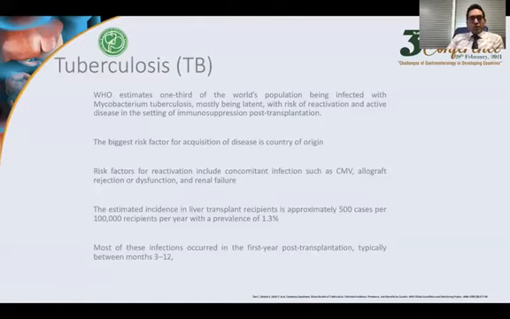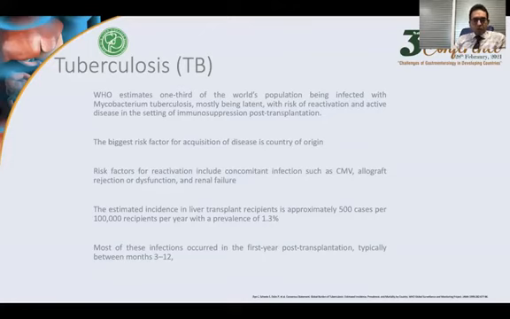Tuberculosis. WHO estimates one third of the world's population is infected with Mycobacterium tuberculosis, mostly latent, with the risk of reactivation and active disease in the setting of immunosuppression post-transplantation. The biggest risk factor for acquisition of disease is the country of origin, because in a lot of countries it's still an endemic disease.